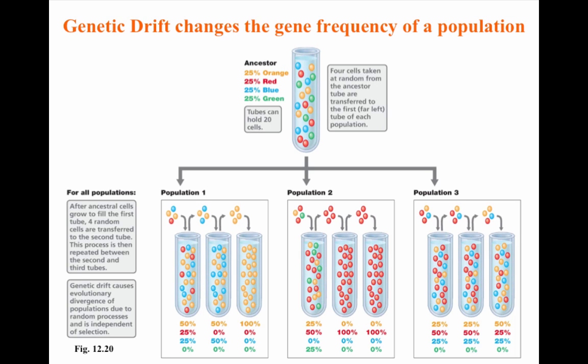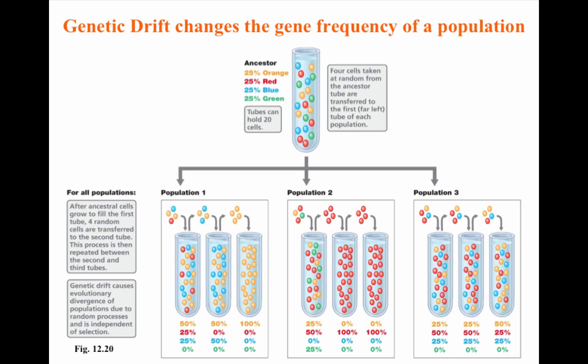Now, by a random process, we can take a sample and put it in 3 different tubes. But since you're taking the sample randomly, the first tube gets 2 yellow, 1 blue, and 1 red. The second tube is going to get 2 red, 1 yellow, and 1 green. And the third tube is going to get 2 reds, 1 yellow, and 1 blue.